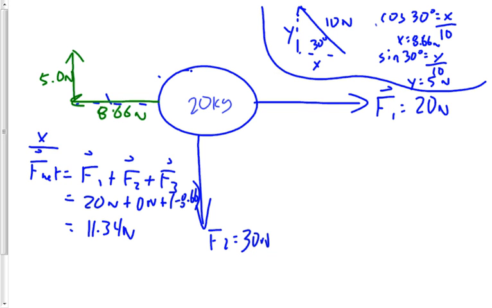Let's do the same thing for the y component here. We're going to say F net is equal to the sum of the forces again. F1 plus F2 plus F3. What's the value of F1 for the y component? We know this, right? How much of that 20 newtons is up or down?